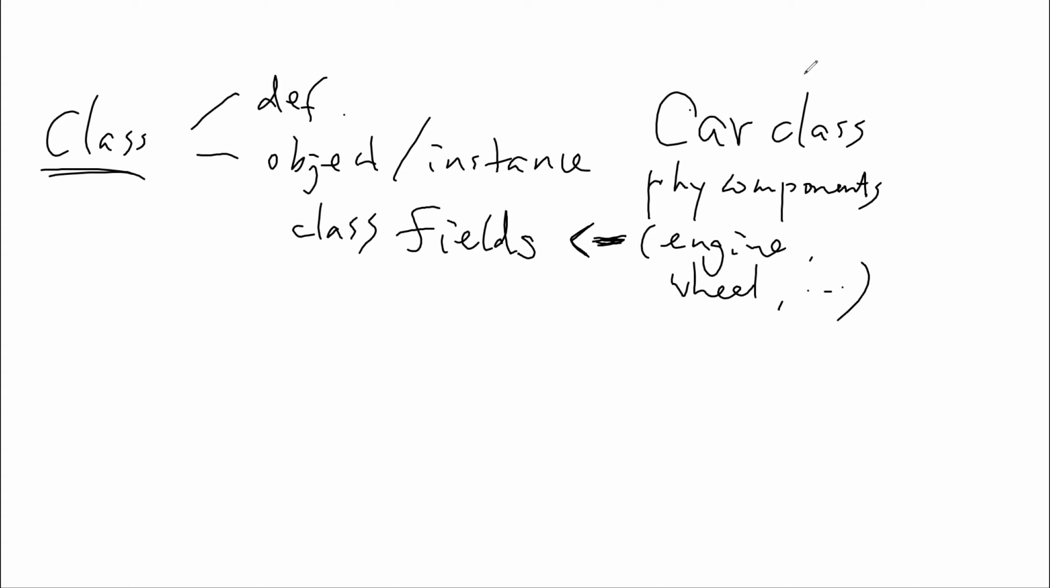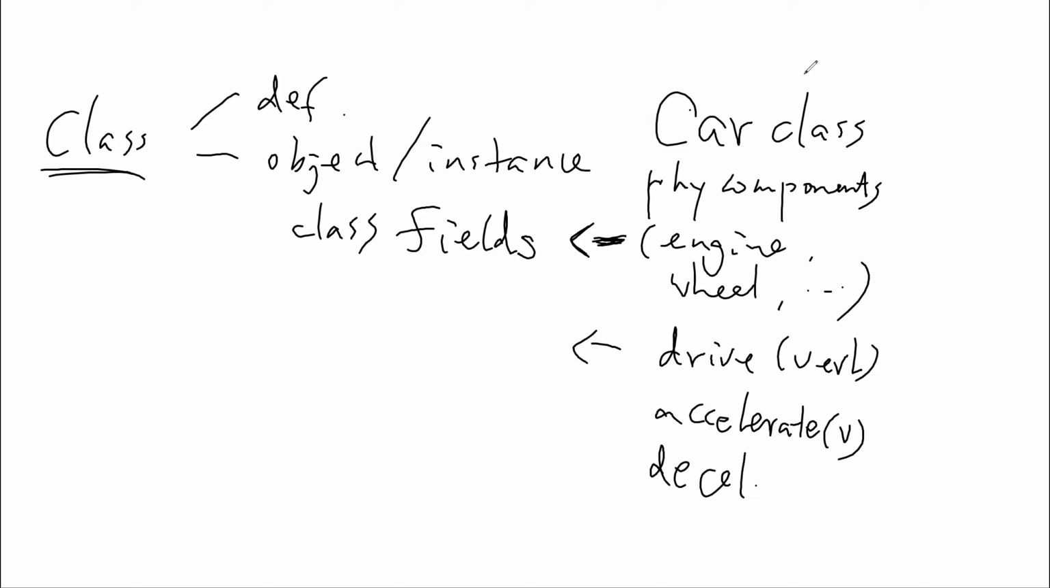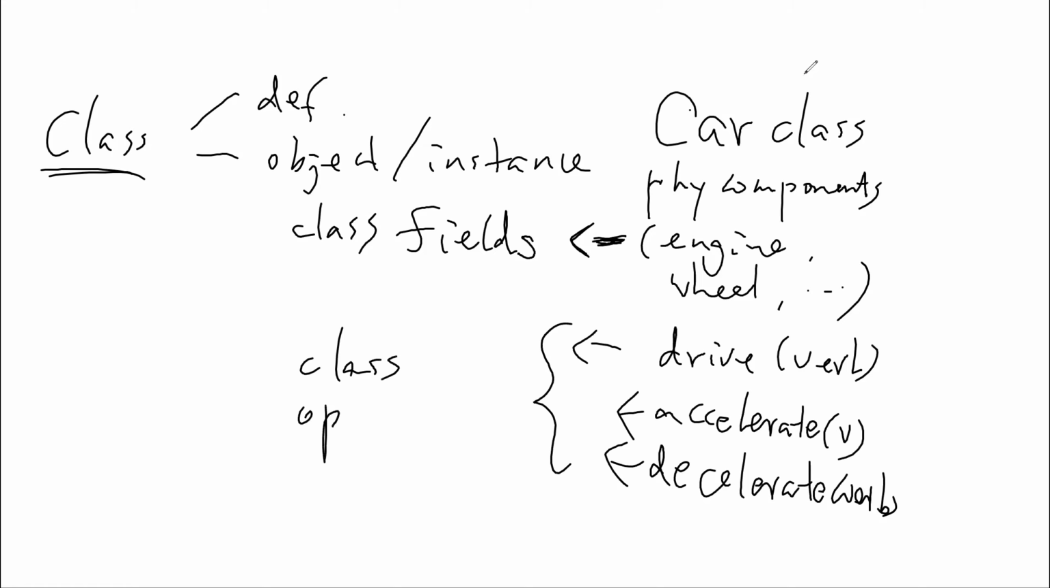But you see, for your car, you can drive your car. So it's a verb here. And you can accelerate, that's a verb. And you can decelerate, that's also a verb. So what are all of those? Those are operations, class operations. So generally speaking, whenever we see a class, it has two parts.